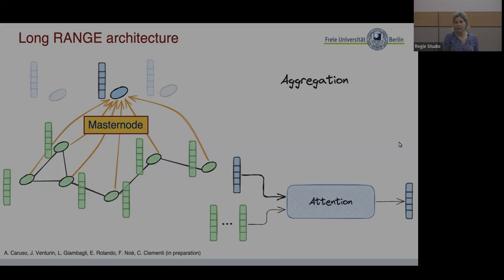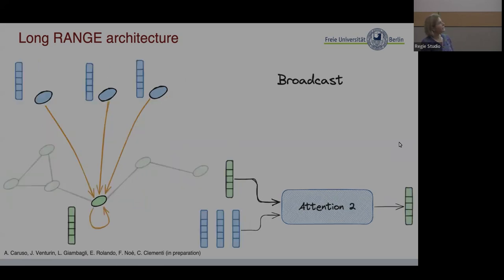The master nodes are located in the center of mass of the node. We can have many of them. All the nodes, with the attention mechanism, communicate to the master node. Then the master node, all the different master nodes, broadcast information back to each single node.